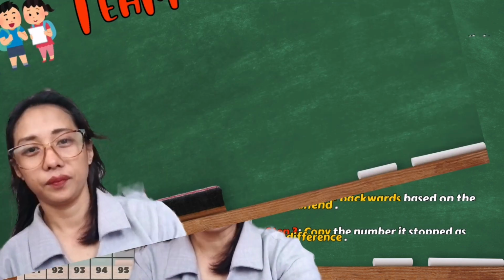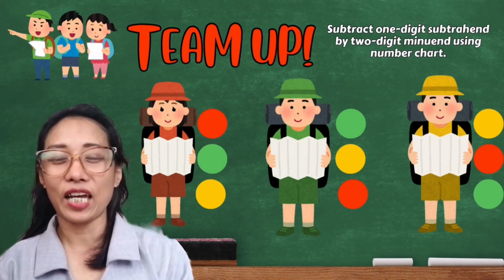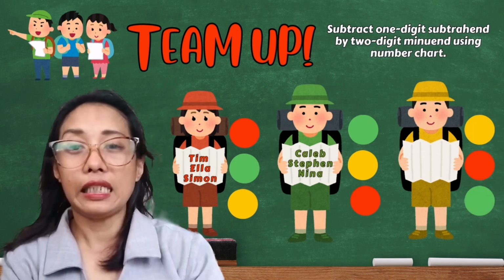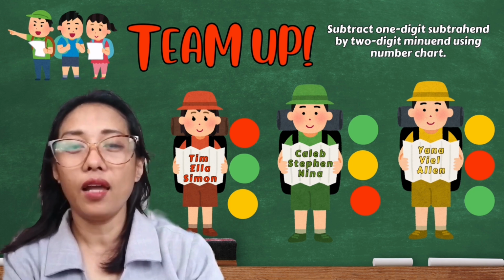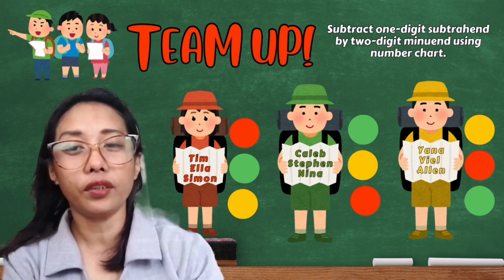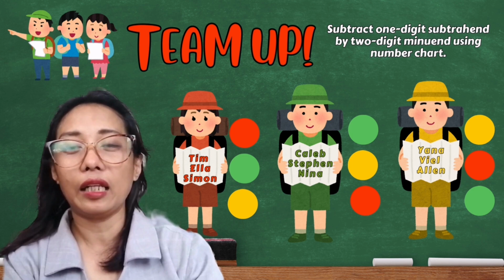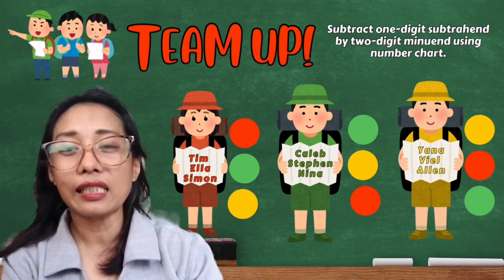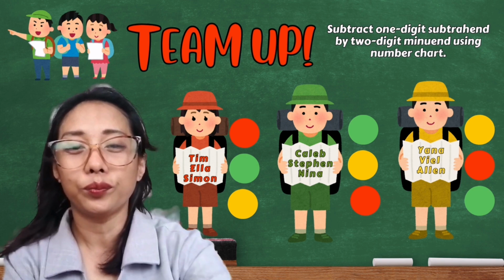Very good. Now it's team up time. We will be grouped into 3 groups: the red team, the green team, and the yellow team. Ella and Simon for the red team, Caleb, Stephen, and Nina for the green team, Yana, Biel, and Allen for the yellow team. Each trail has a corresponding task that they need to finish as a group.